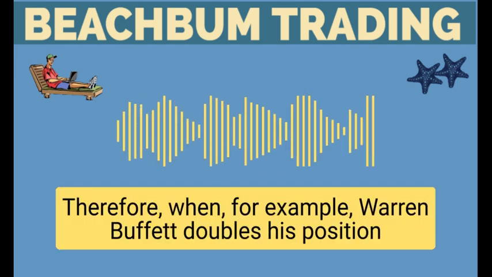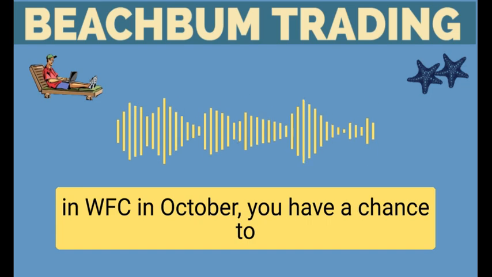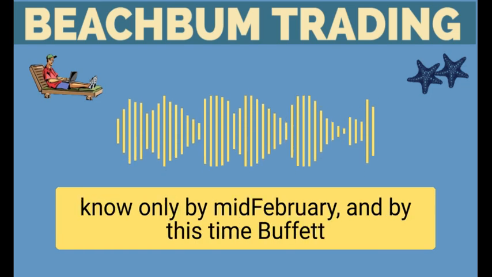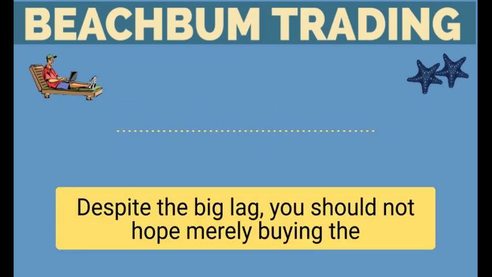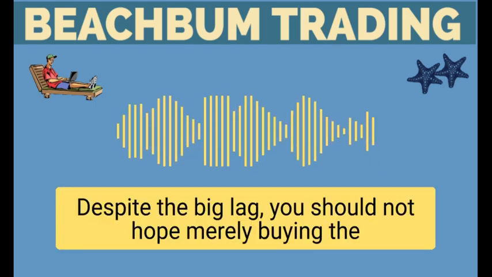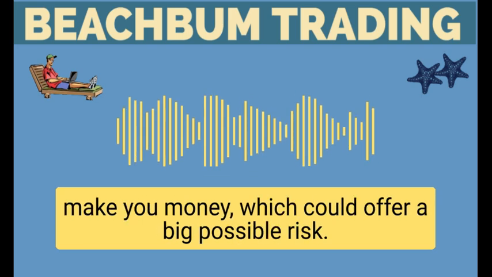Therefore, when, for example, Warren Buffett doubles his position in WFC in October, you have a chance to know only by mid-February, and by this time, Buffett might have already sold the position. Despite the big lag, you should not hope that merely buying the stocks the big smart guys file in their 13F will make you money, which could be a big risk.